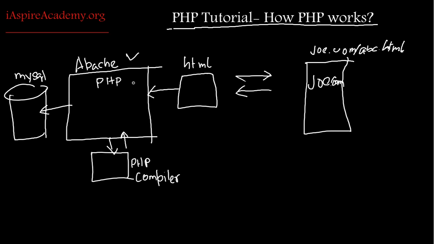Then when the HTML comes, it loads the HTML and executes the PHP code. If the PHP code happens to have some database calls, it talks to MySQL and gets back the data. That happens by the PHP process itself, and then it replaces the PHP part with the actual data, and sends the entire HTML back to joe.com. The browser then interprets the HTML and displays the results.